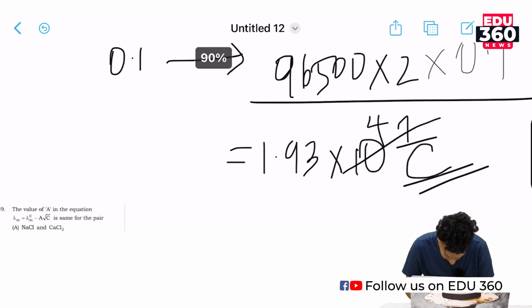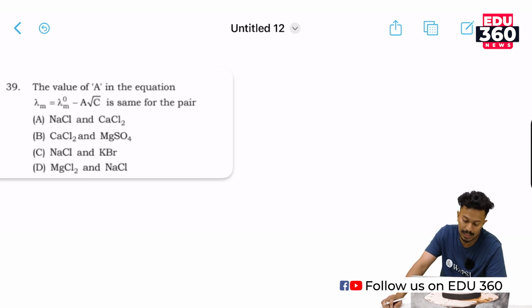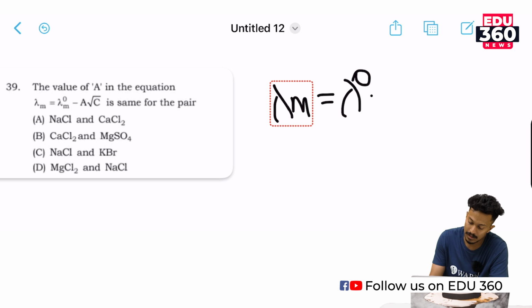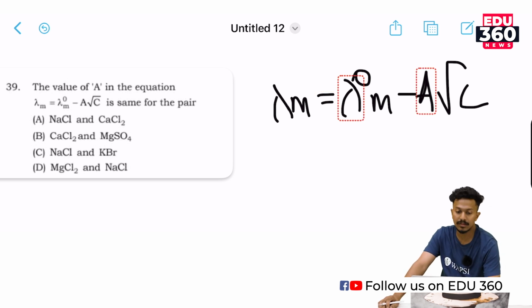Our next question is about the value of A in the Onsager equation. Okay, the Onsager equation is the same for the pair. That's what we are saying. We have discussed this earlier. These are all repeated questions. We have lambda M is equal to lambda naught M minus A root C. Okay, this is our question.